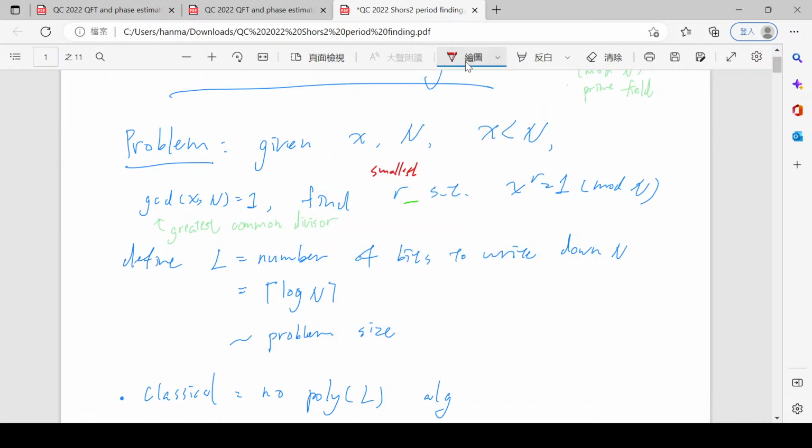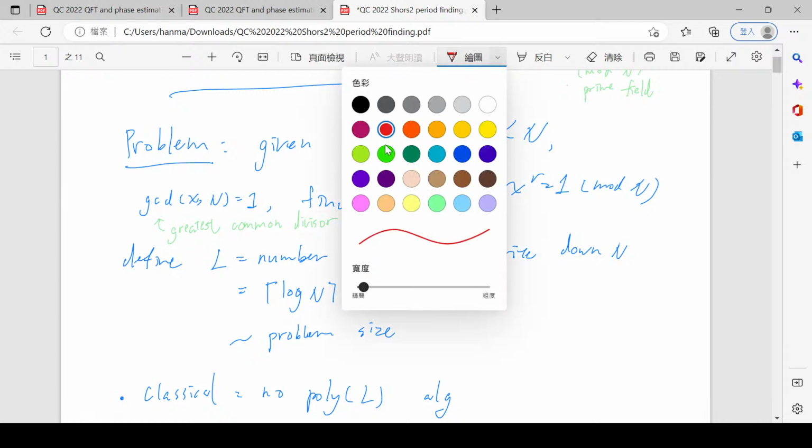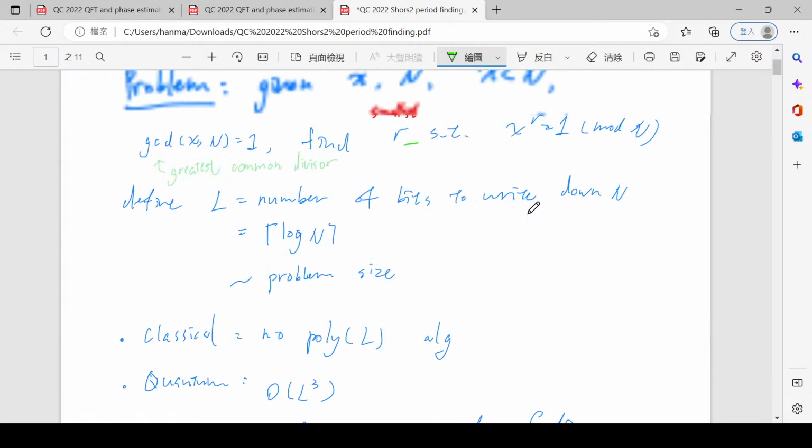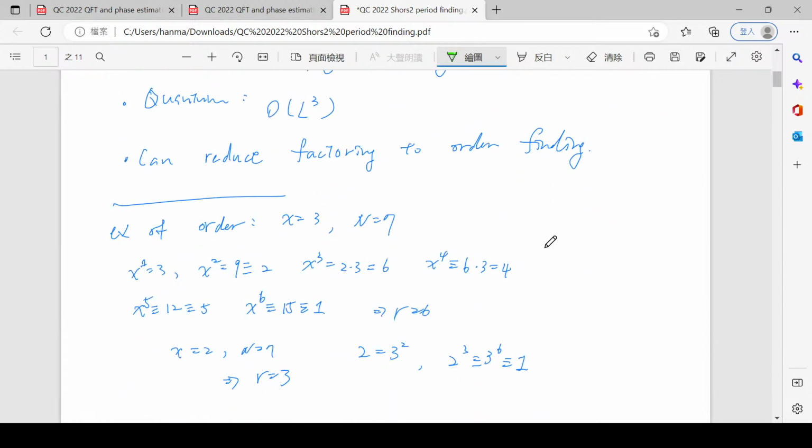So the idea is that if you keep multiplying x to itself and mod n, mod big N, then eventually you are going to come back to yourself. So it's like a sequence, that's why it's called order. And so let's go to this example here.